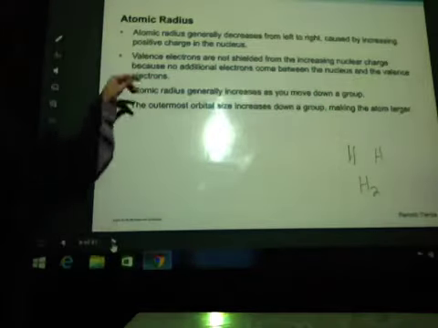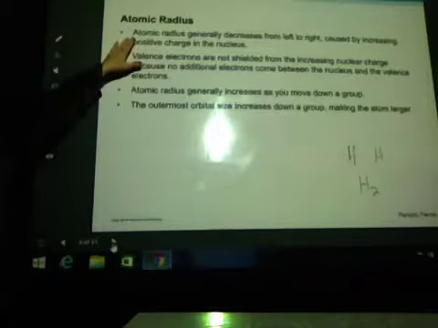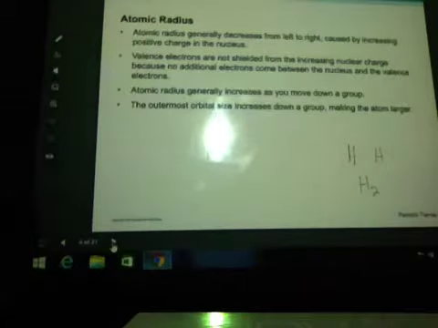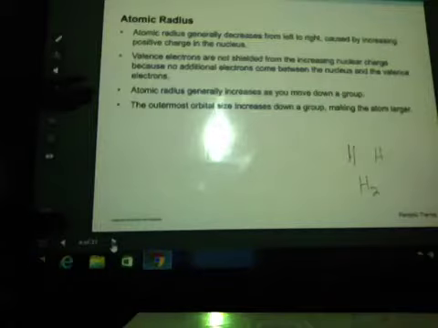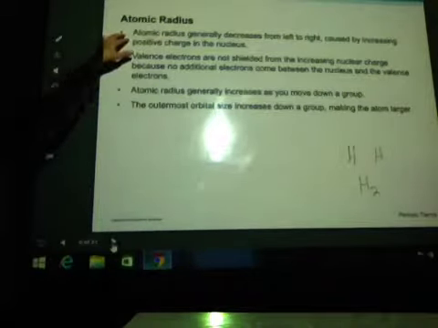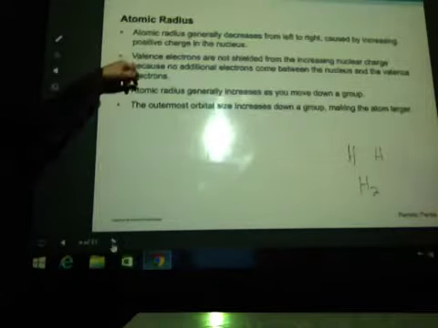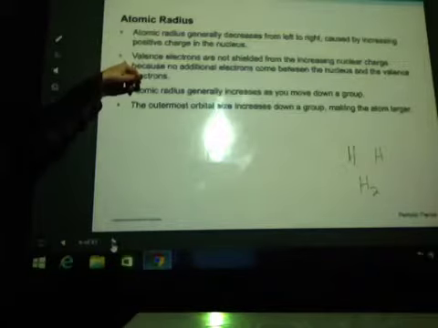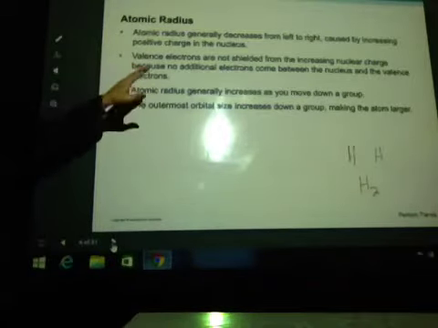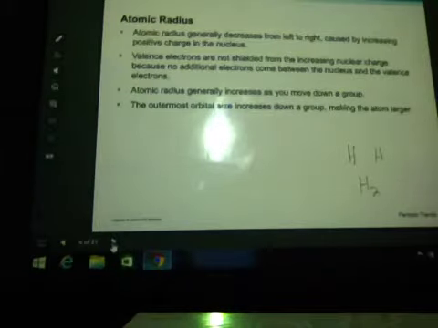So, rules. I'm going to read through these quickly, and then you're going to do something, and then we're going to talk about why this happens. So on the periodic table, atomic radius generally decreases from left to right. So remember studying, come back and look at this, but we're going to talk about the why of it. Caused by positive charge in the nucleus. Valence electrons are not shielded from increasing nuclear charge because no additional electrons come between the nucleus and valence electrons.